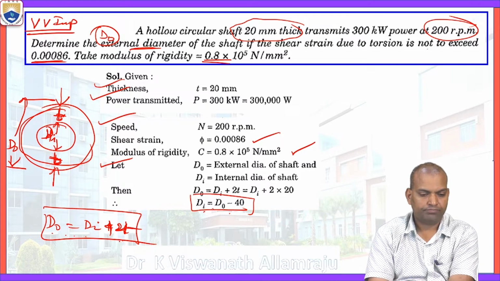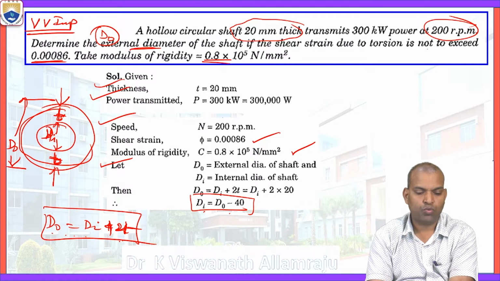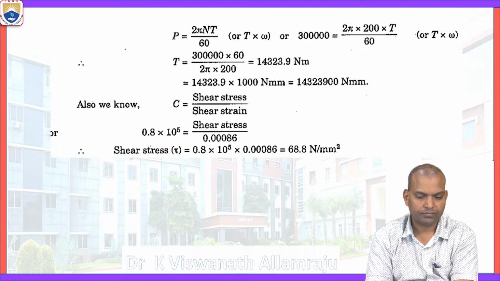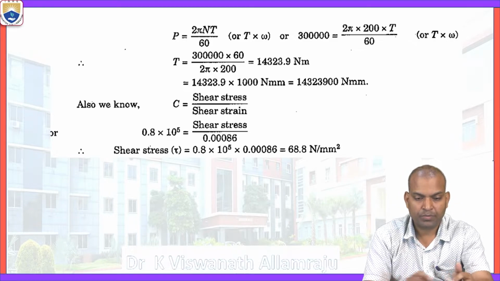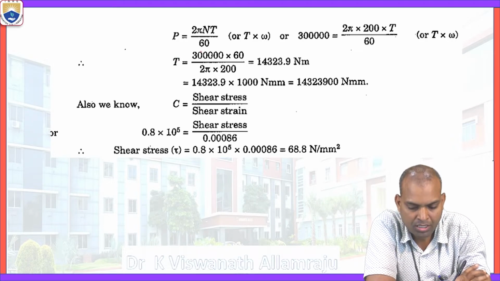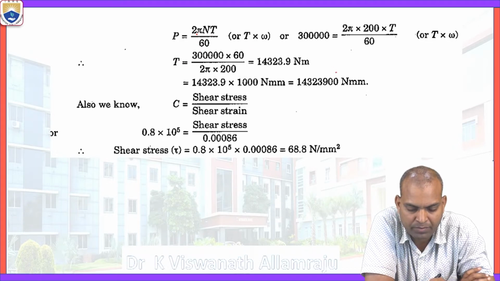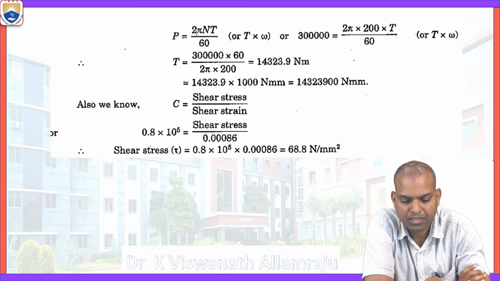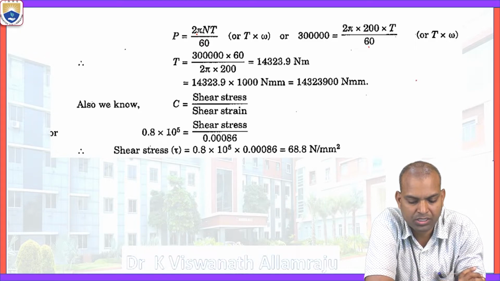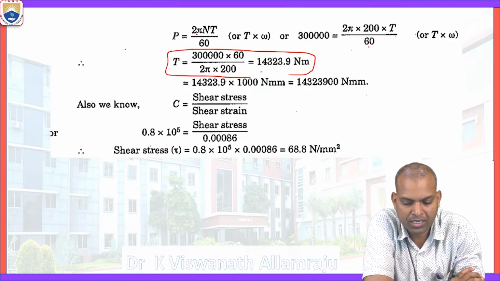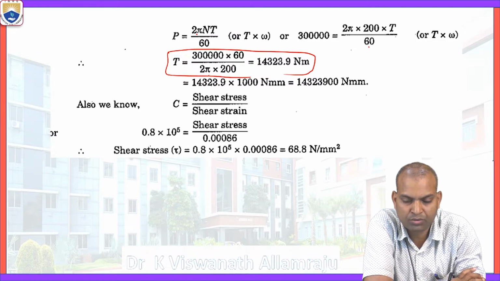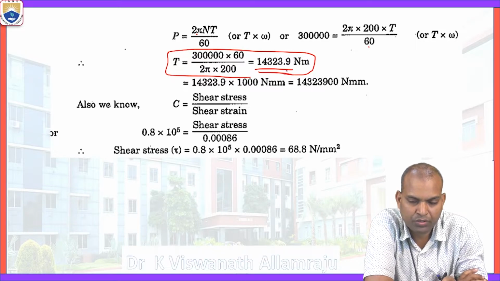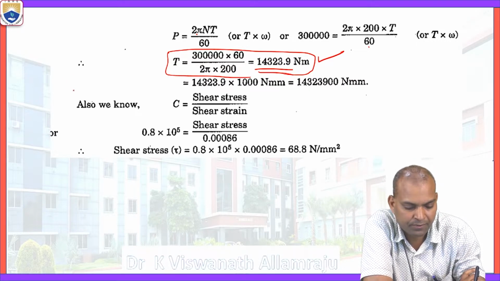What is to be found here? Determine the external diameter D naught of the shaft. Based on the given data, the power transmitted P equals 2 pi N T by 60, where N is 200 and P is 300,000 watts. So the torque T equals 300,000 times 60 by 2 pi times 200. That is 14323.9 Newton meter.